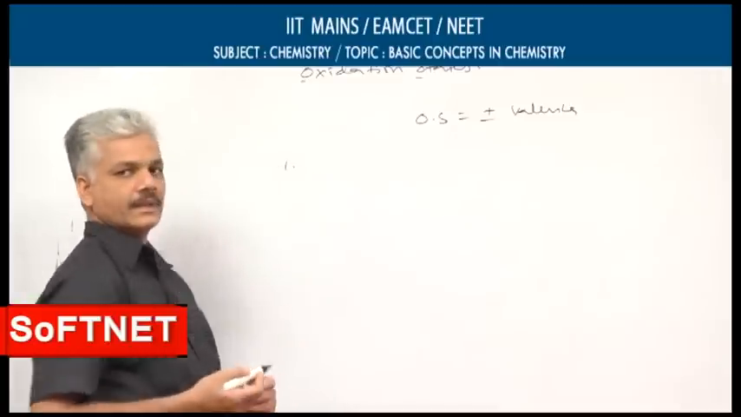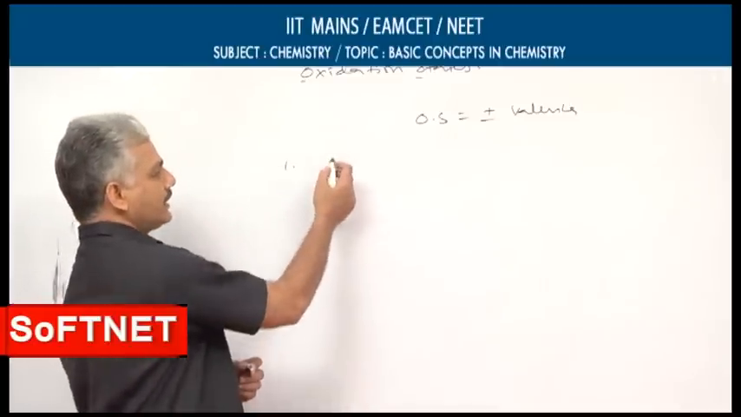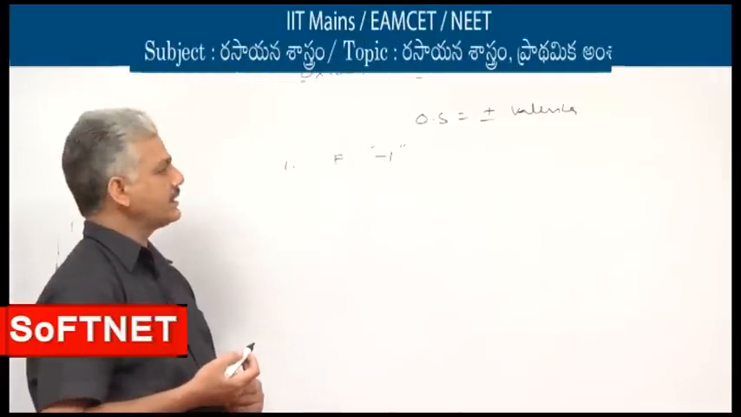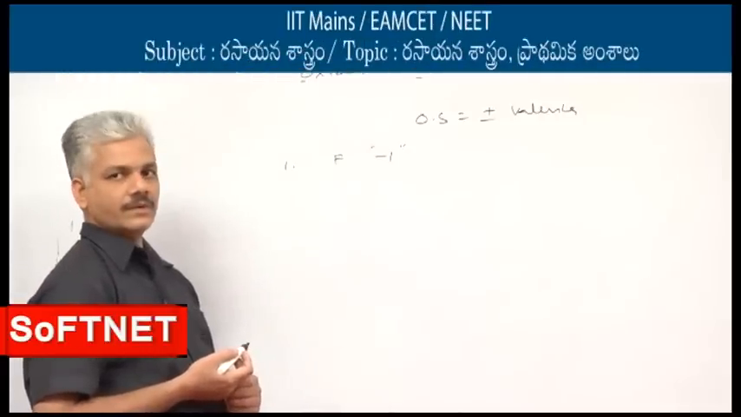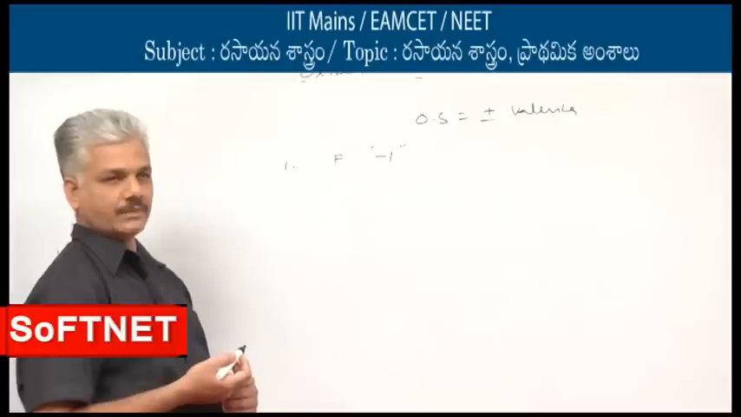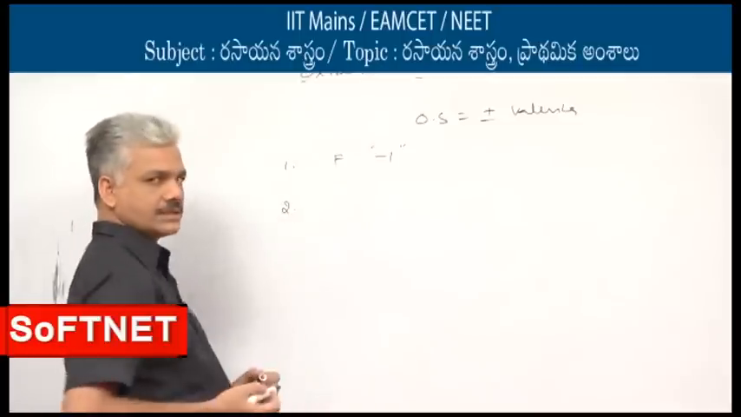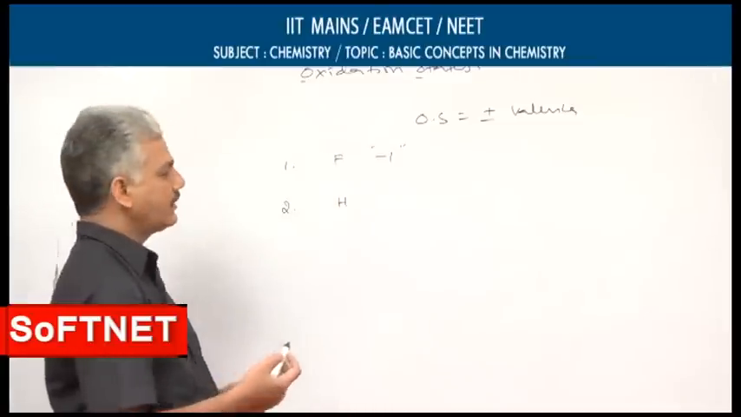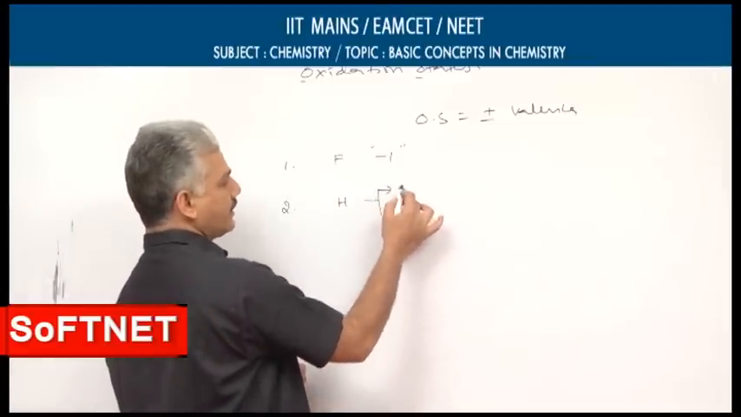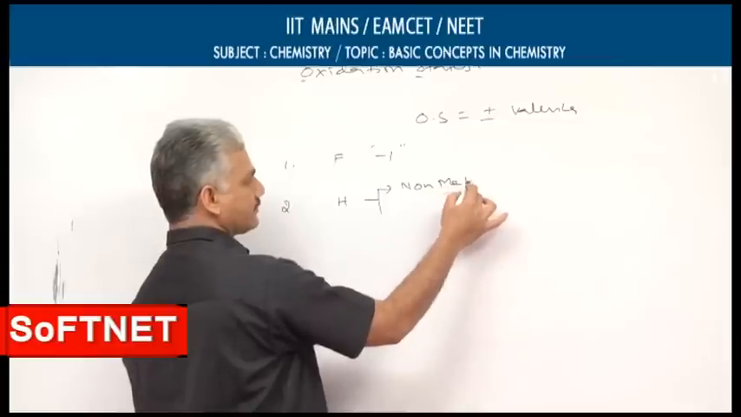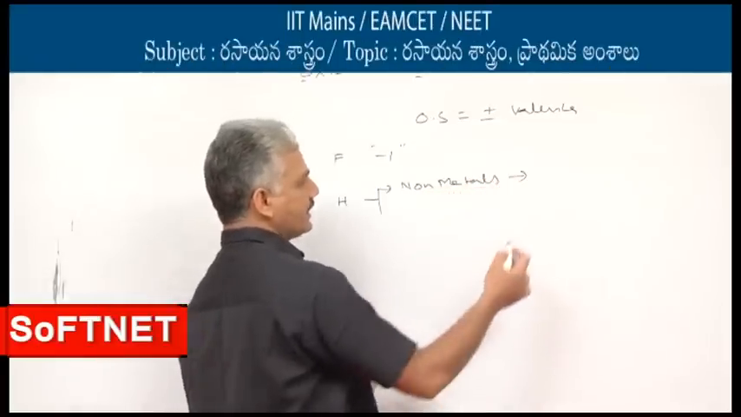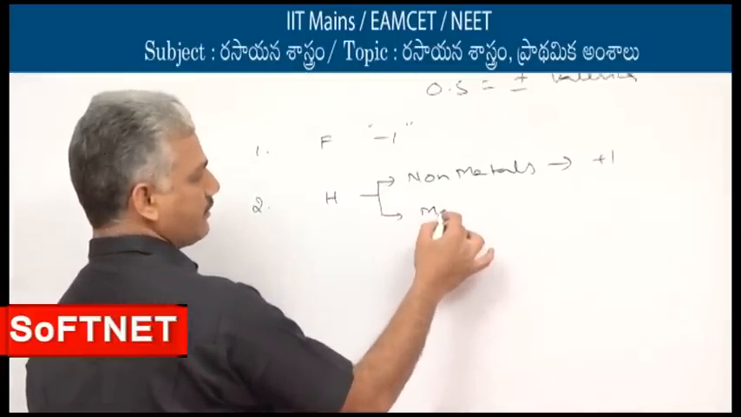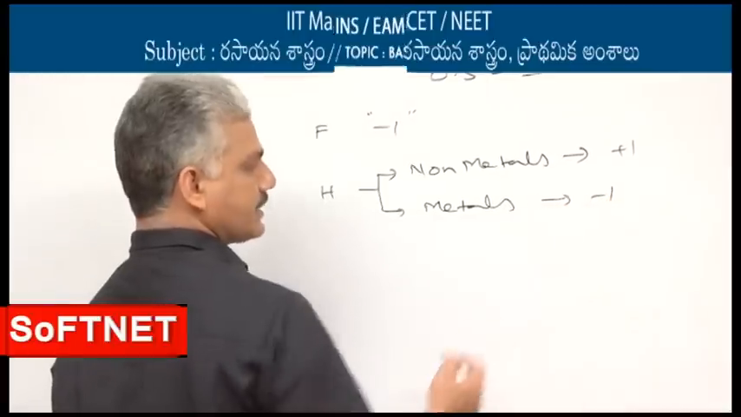They are: the oxidation state of fluorine is always taken as -1. It is a fixed quantity. It is taken so as fluorine is the most electronegative element. Then the second condition to follow is the oxidation state of hydrogen. If hydrogen is in combination with non-metals, its oxidation state is taken as +1. Same hydrogen, if it is in combination with metals, it is taken as -1.